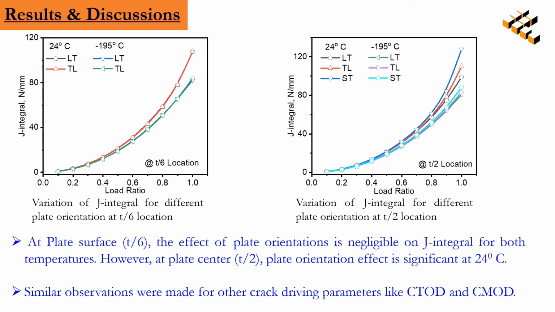Now here in this slide, at plate surface location, that is in the first figure, we could see the plate orientation effect has been nullified. That means the CT specimen extracted from the plate surface is going to be showing the plate orientation less. So the T by 2 location, that is mid plate location, is showing a variety of the J value, which is indicating the effect of plate orientation. And similar observations were made for other crack driving parameters like CTOD as well as CMOD.